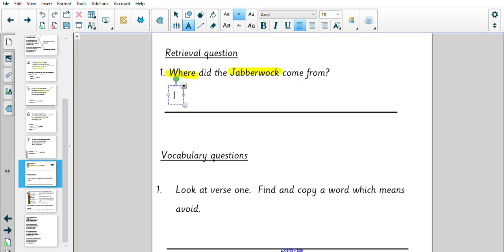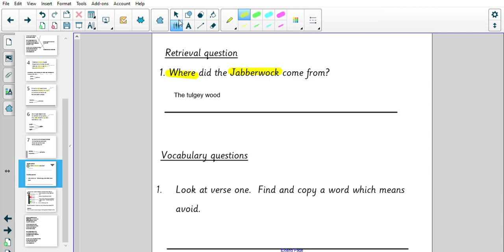So I'm going to type in my answer, the tulgey wood. I don't need to do it as a full sentence. I'm just answering the question, where did the Jabberwock come from? The tulgey wood. Oh, well, that's got a capital letter there. Okay, now let's have a look at a vocabulary question. Look at verse 1. Find and copy a word which means avoid.